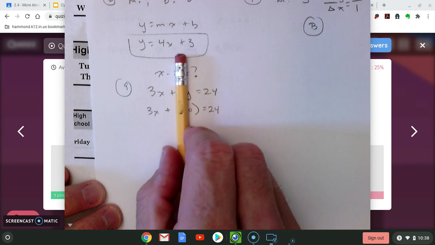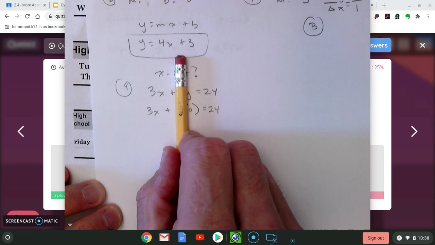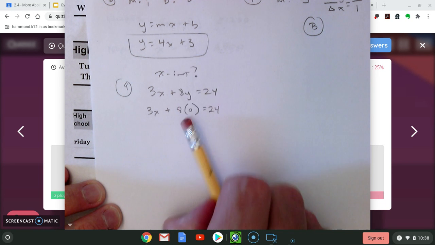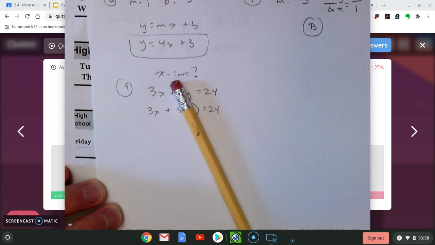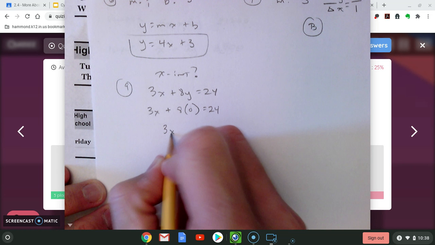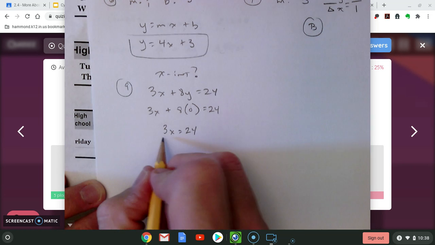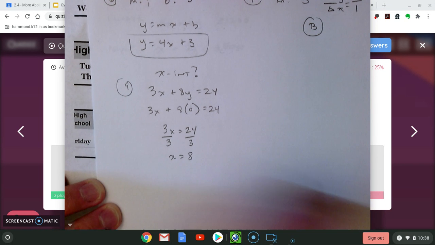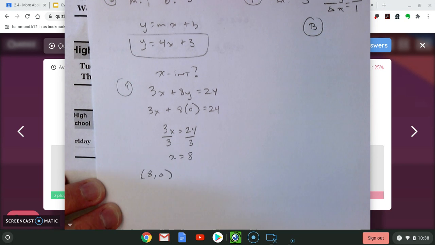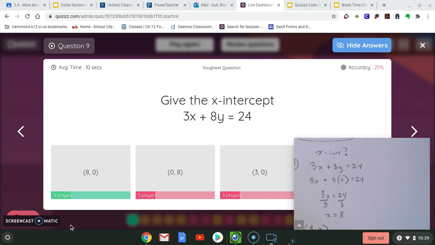You might have had a teacher that said you could use your pencil or your finger to cover up the y term. That makes sense because when you substitute 0 in for y, anything times 0 is 0, so this term is going to go away. So 3x equals 24. Let's go ahead and solve that. Divide by 3 on both sides. So x equals 8. Depending on how the question is asked, x equals 8 might suffice for the answer, or they might ask you to give the actual ordered pair, the point, that represents that intercept, which would be 8 comma 0. So in this case, that was the first answer given to us, answer A.